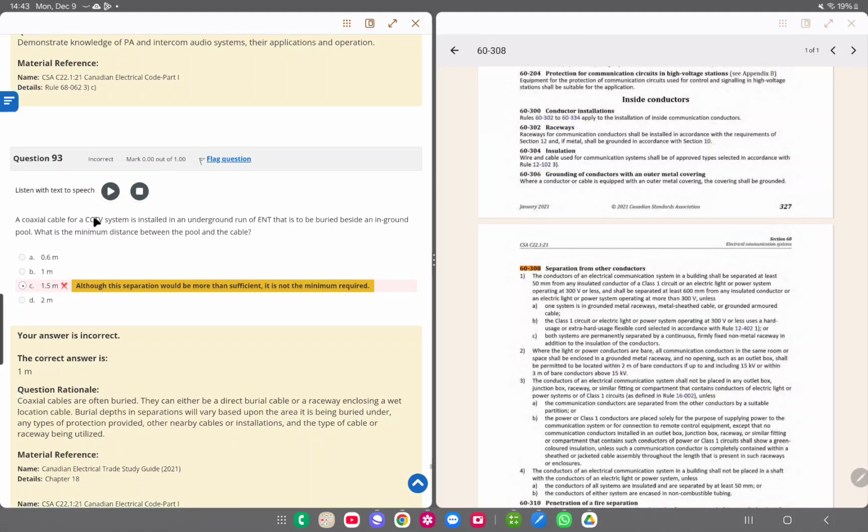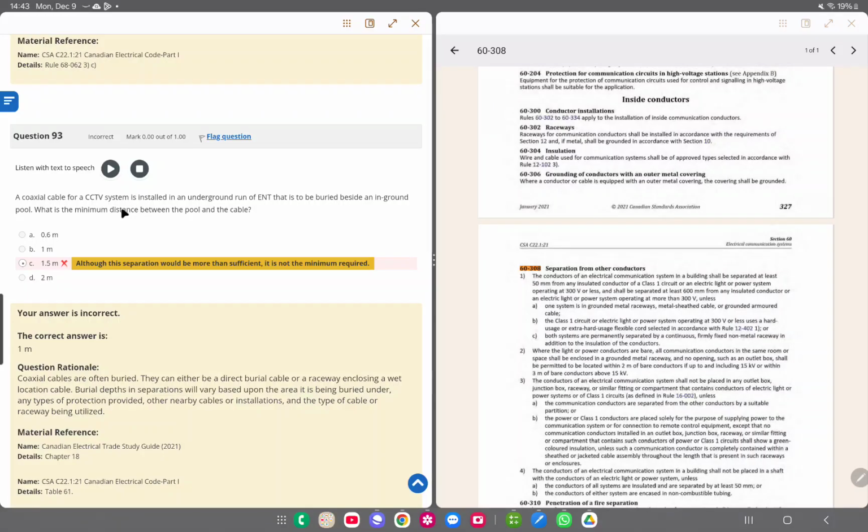A coax cable for a CCTV system. CCTV means closed circuit television system. It is installed in an underground run of ENT, electrical non-metallic tubing, that is to be buried beside an in-ground pool. What is the minimum distance between the pool and the cable?